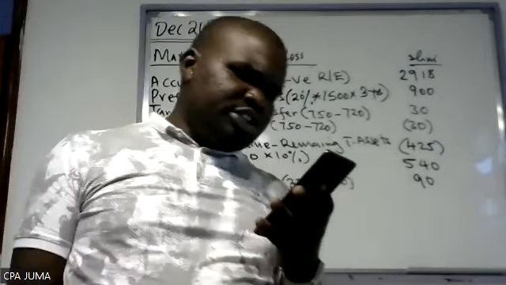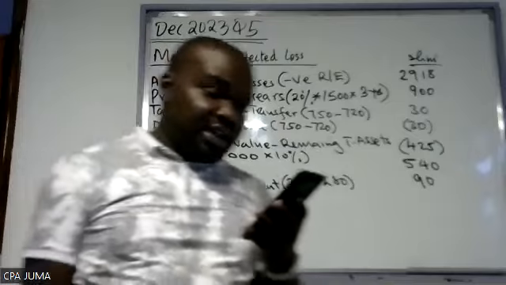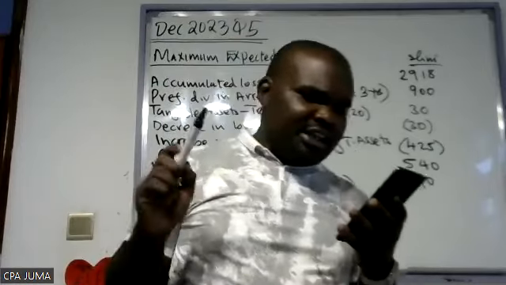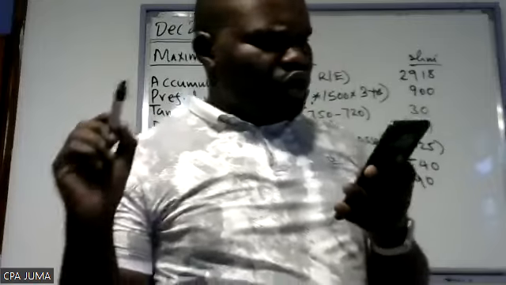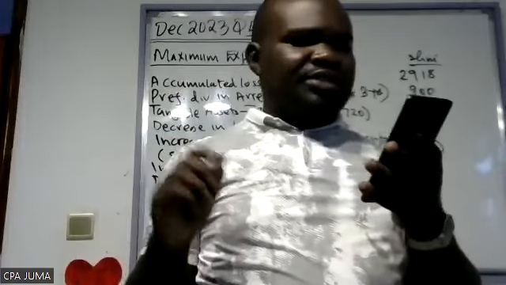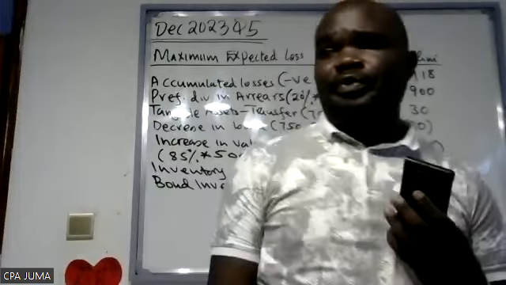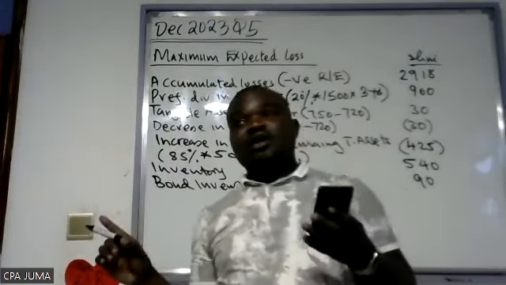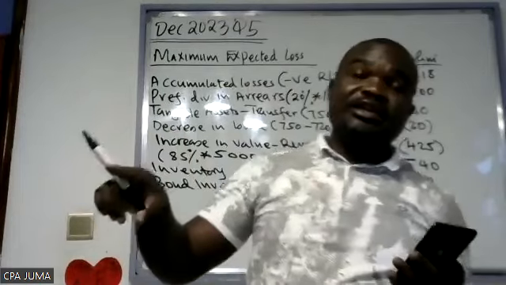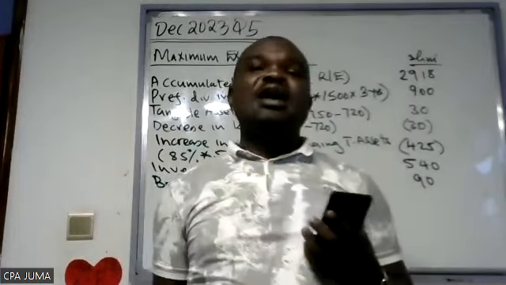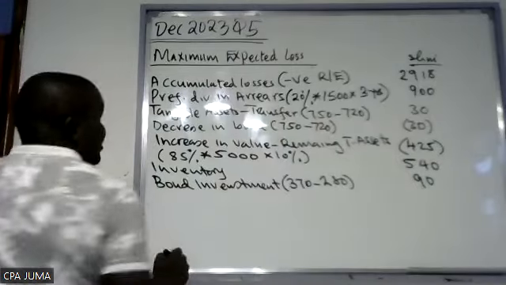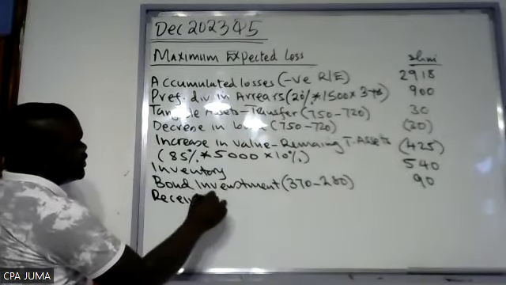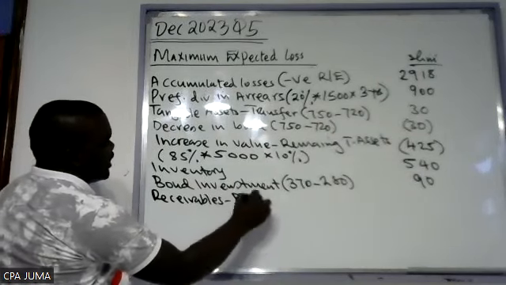One customer who owes 828 is in serious financial difficulty. Only 50% is expected to be received from this customer in 1 year's time. So there is a customer with a debt of 828. We can only receive 50%. It means that the rest will be bad debts. So receivables, bad debts.